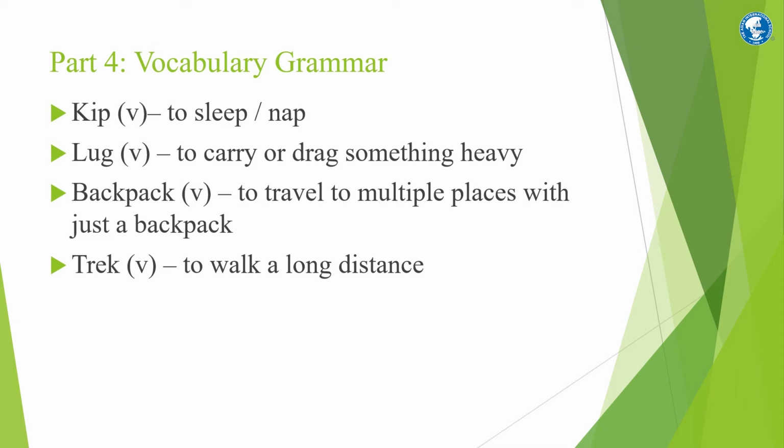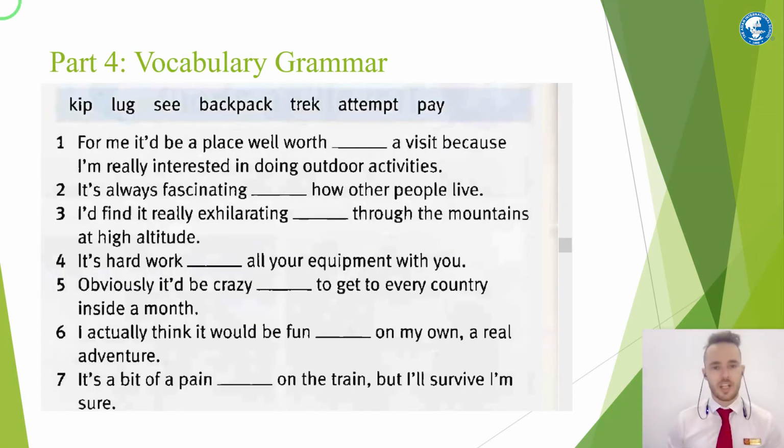We heard about Martin talking about trekking in Peru. He wanted to go to the Inca Trail. That's definitely a trek. Okay, the other 2 words we've got, the end there, attempt and pay. I'm guessing you already know those and quite familiar with them. So there are 7 words there, 7 verbs.